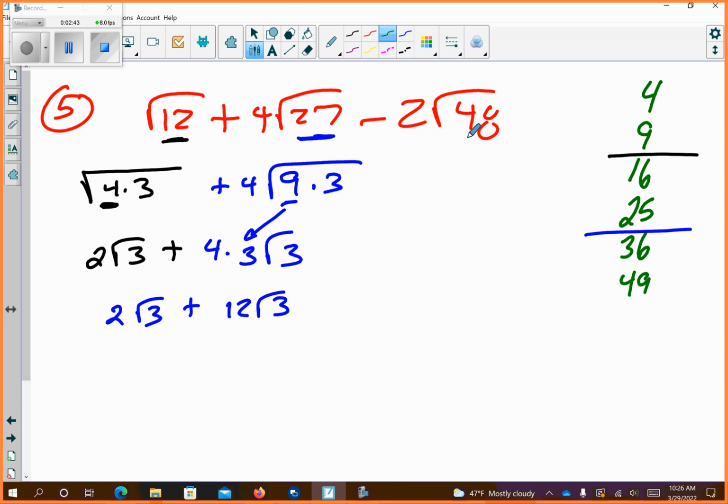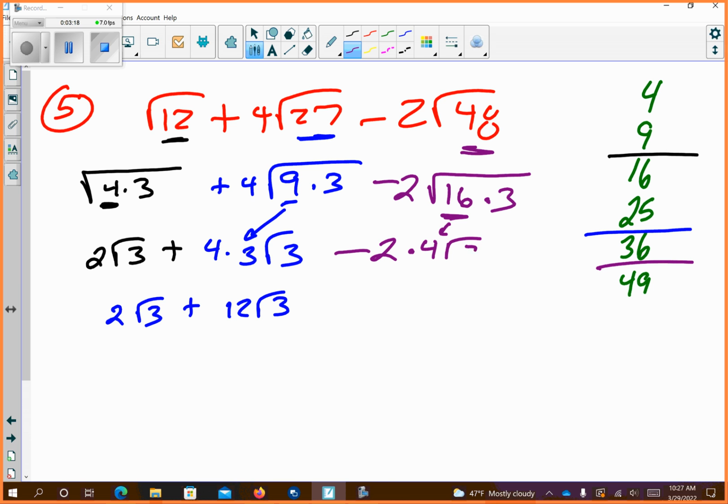Then we're going to get to the 48. 48 falls here. So which of the numbers above that, the 36, 25, 16, 9, or 4 would work? Which one's the biggest one that would work? 16. Very good. Some of you might say, yeah, but 4 works. You're absolutely right, but 4 is not the biggest perfect square. So you're going to go 2 times 16 times 3. Square root of 16 is 4. So that's where that 4 comes from, root 3. Clean it up a little bit more. I get negative 8 root 3.